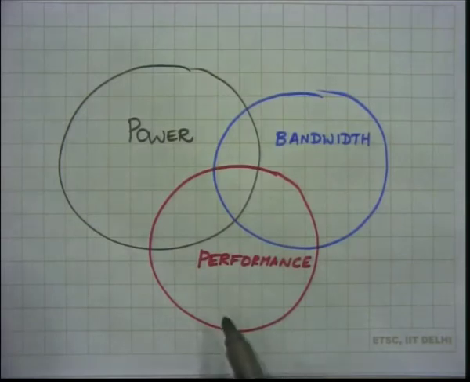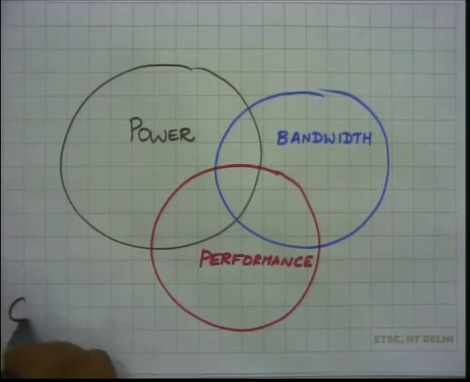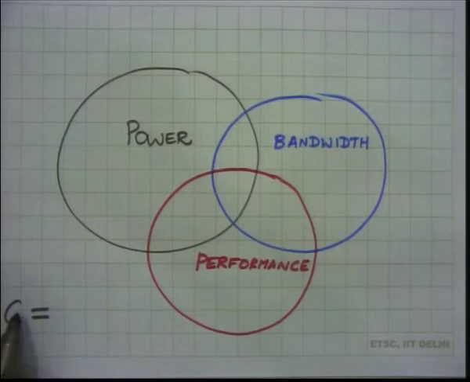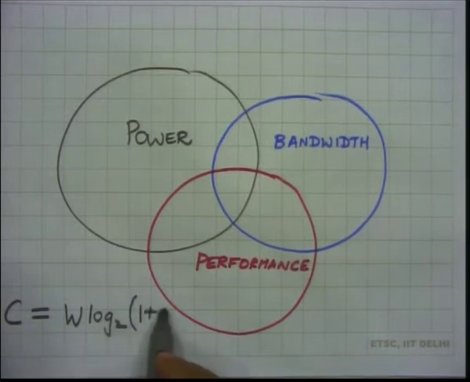Now, what is present in the information capacity theorem? If you see, this C, no pun intended, is W log to the base 2 of 1 plus SNR.